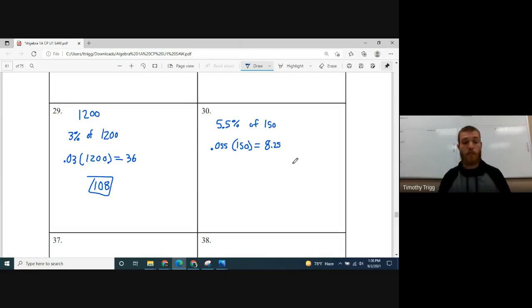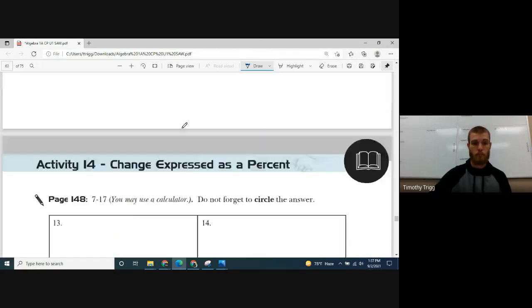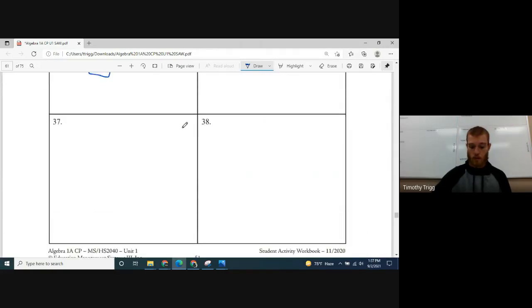Now it says it's in there for 4 years. So we're going to go ahead and multiply that by 4. That gives you $33. After the 4 years, you'll earn $33 of interest. All right. 37.